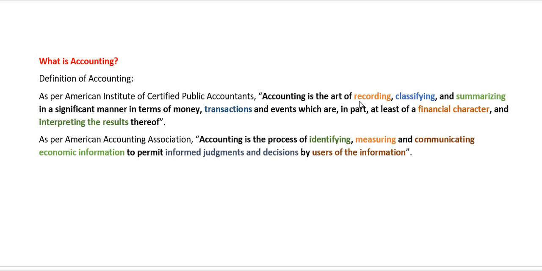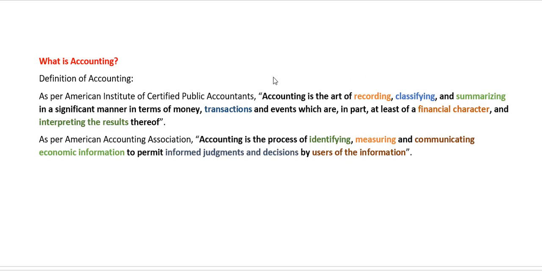So the important words here are recording, classifying and summarizing. These three words are of much importance to understand accounting. Accounting is the art of recording, classifying and summarizing in a significant manner in terms of money, transactions. So what we have to record, classify and summarize is transactions and events which are in part at least of a financial character, and interpreting the results thereof. So ultimately we have to use the accounting information in order to interpret its results.